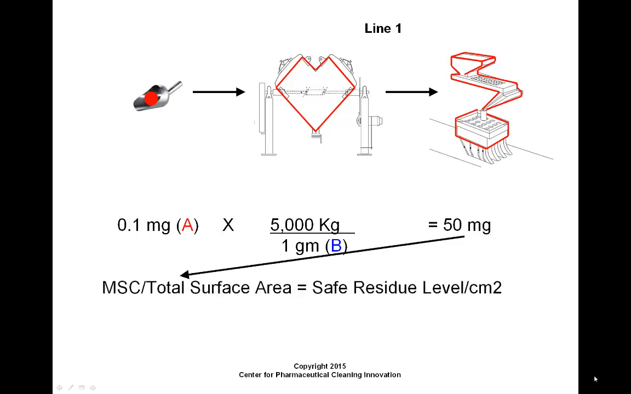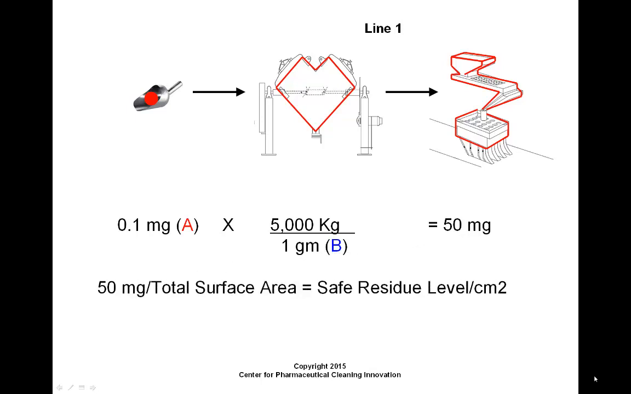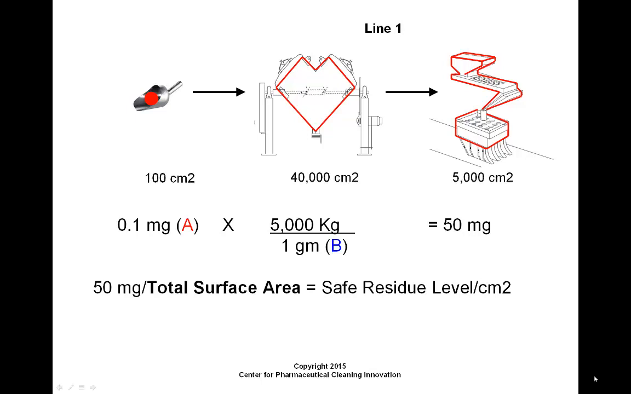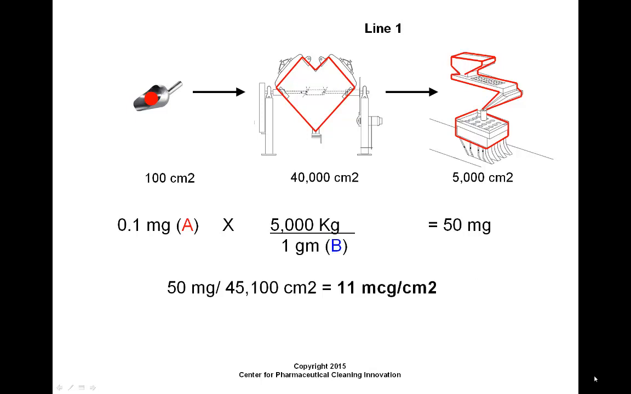So that number would plug into this equation here, and we would have 50 milligrams divided by the total surface area, which would give us a safe residue level per square centimeter. Now we have the values for these pieces of equipment, and we'll put them in here, and that will give us 50 milligrams divided by 45,100, which will come out to our safe residue level of 11 micrograms per square centimeter.